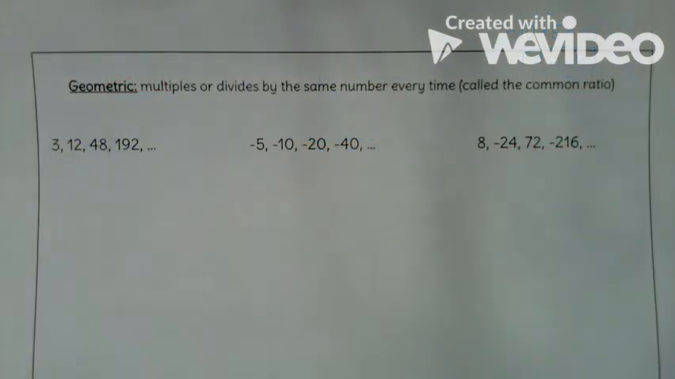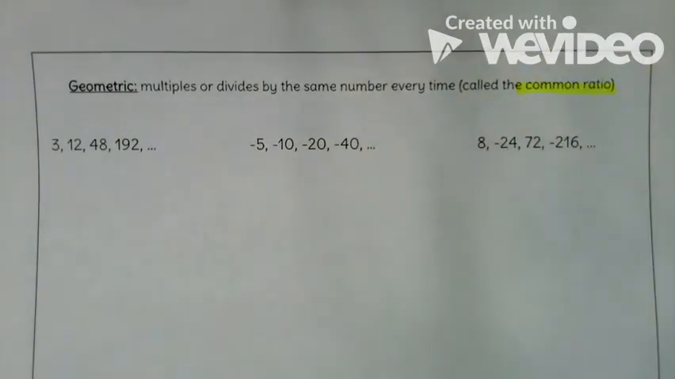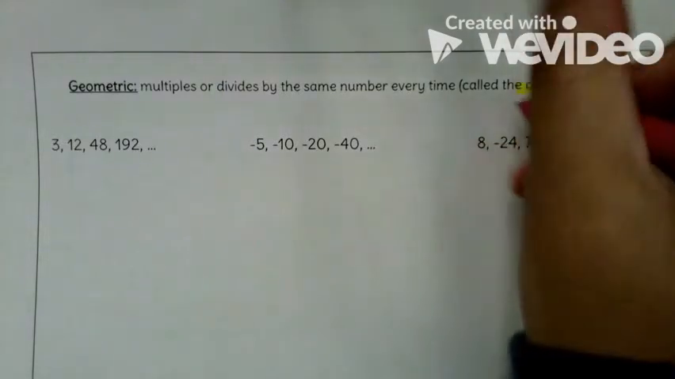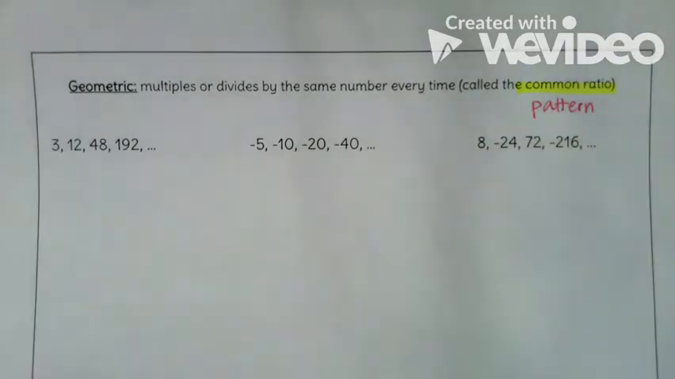Okay, next we're going to talk about geometric, which is when we multiply or divide by the same number every time. And that number that we are multiplying by is called the common ratio. And remember, it's just a fancy way of saying pattern. But the common ratio works a little differently because now we're multiplying.